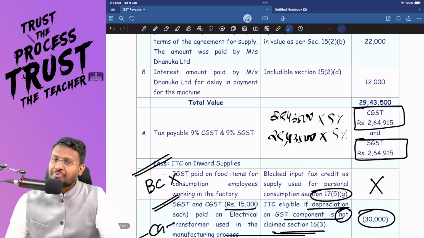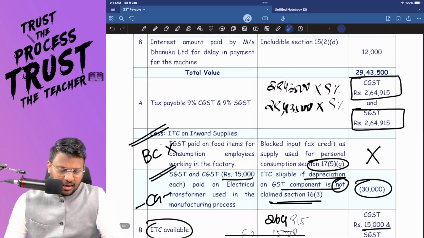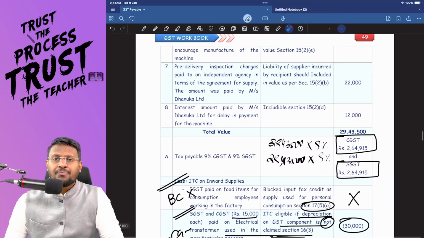Other than government. That's it with regard to the clauses. These are the various clauses.